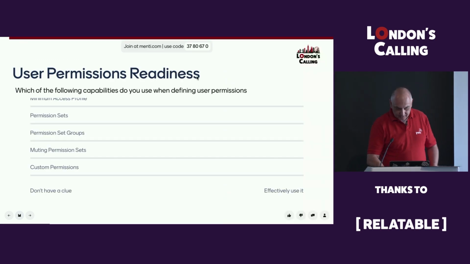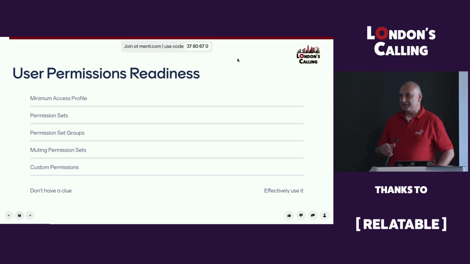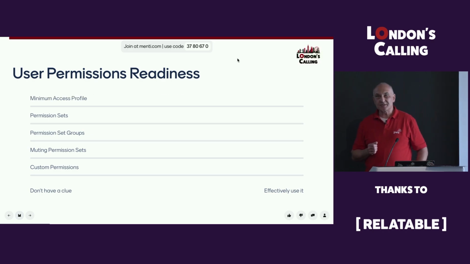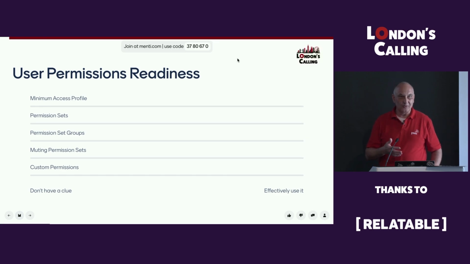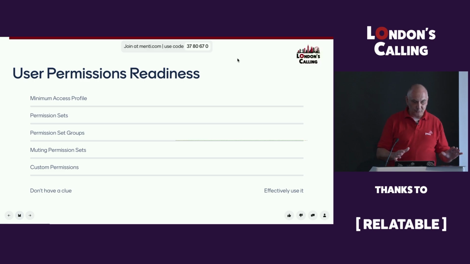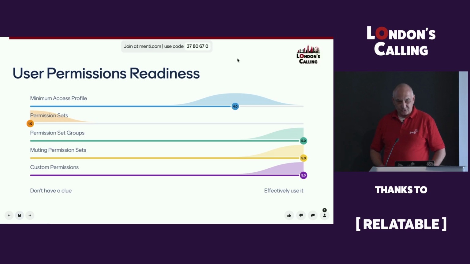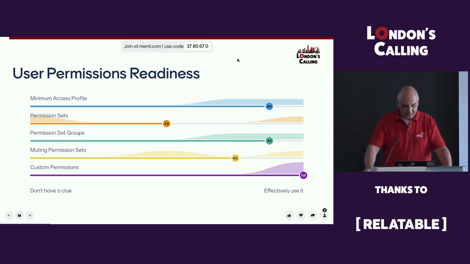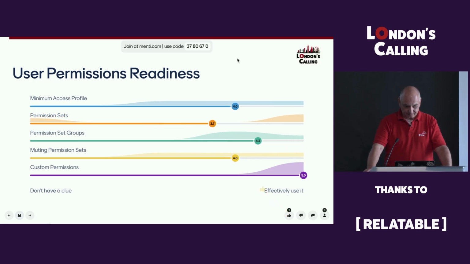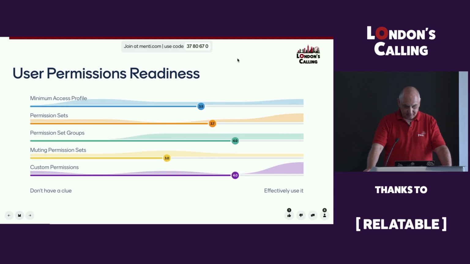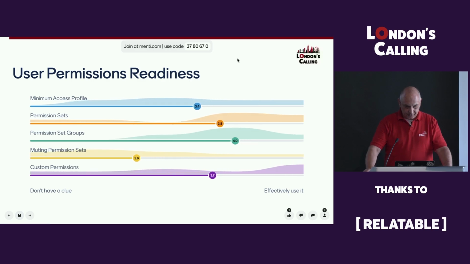So before we start, you tell me, what is your readiness? Where are you with permissions? What do you know about minimum access profile, permission sets, permission set groups, multi permission sets, custom permissions? Just to set the ground to see where we are. So pretty good responses.